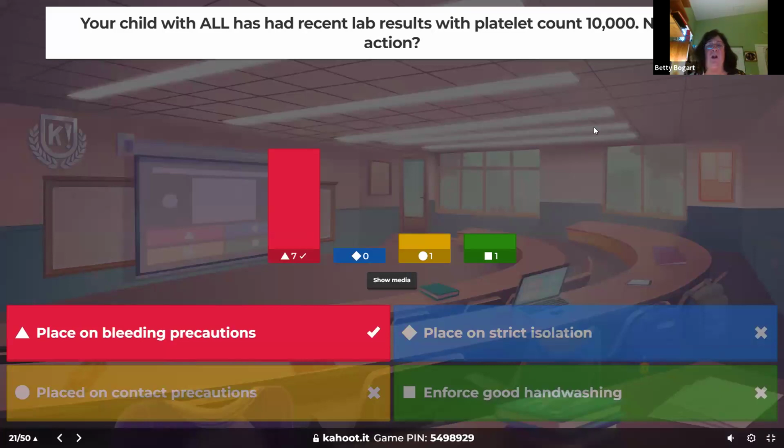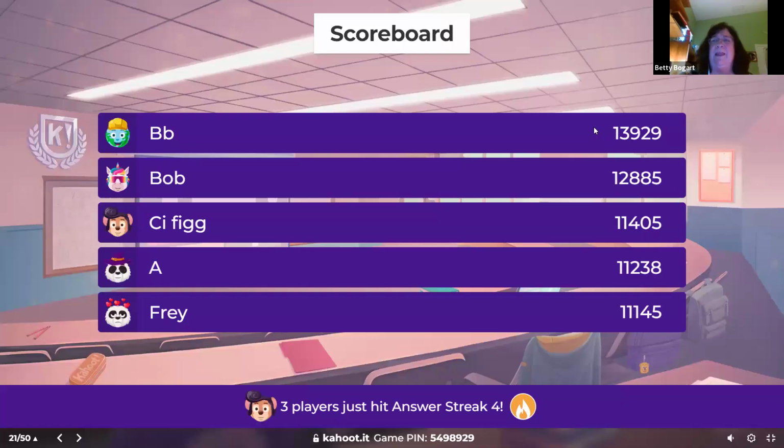Well, platelets are all about bleeding. So that question was asking about the bleeding part of it. Of course, we're going to wash our hands. We're going to have some sort of isolation depending on their levels. But it is bleeding precautions when you're talking platelets.